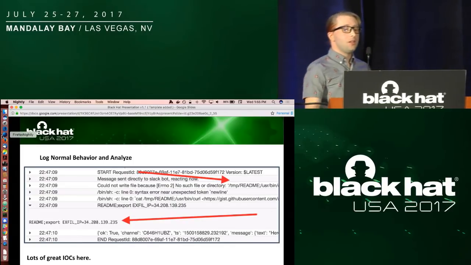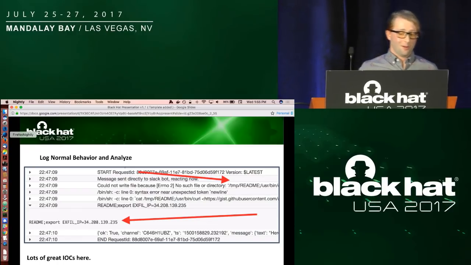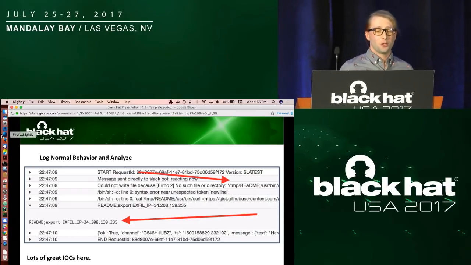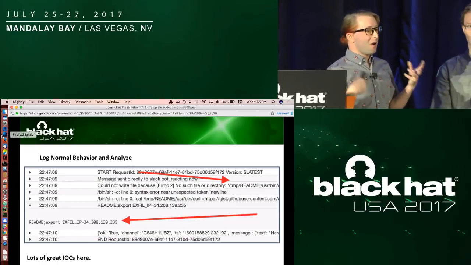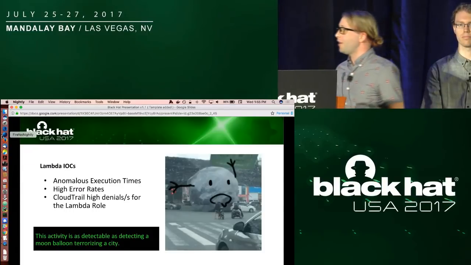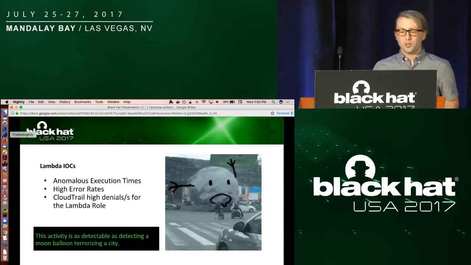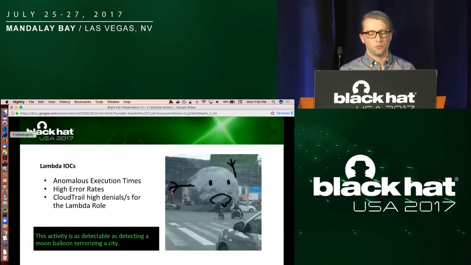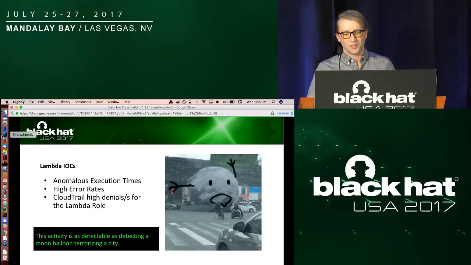So what does that look like from an IR defender perspective? It looks really, really weird, right? If we look at the CloudWatch logs, there are some things in here that totally stand out as non-normal behavior. It's about as non-normal as this, right? We have anomalous execution times, high error rates, and CloudTrail high denials for the Lambda role. So it's as detectable as this moon balloon from last year.